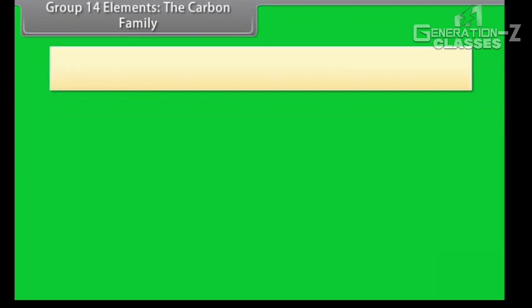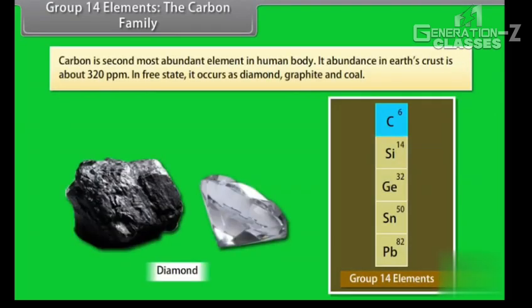Group 14 elements. The carbon family. Carbon is the second most abundant element in the human body. Its abundance in Earth's crust is about 320 parts per million. In the free state, it occurs as diamond, graphite and coal.